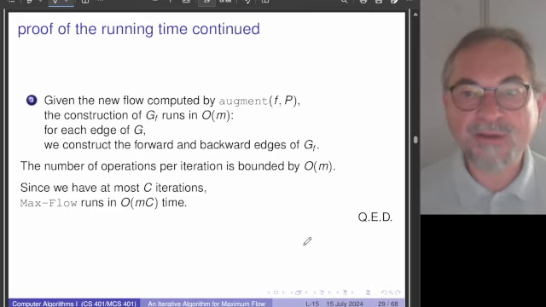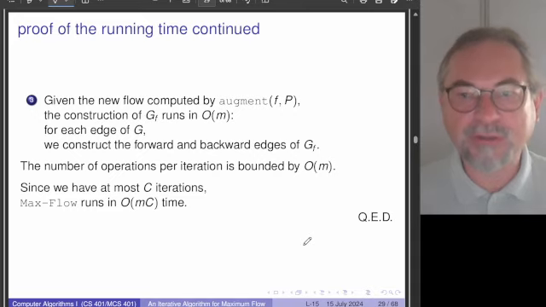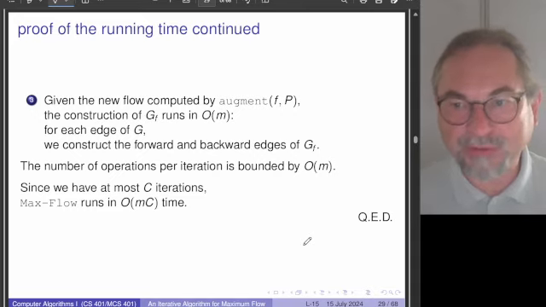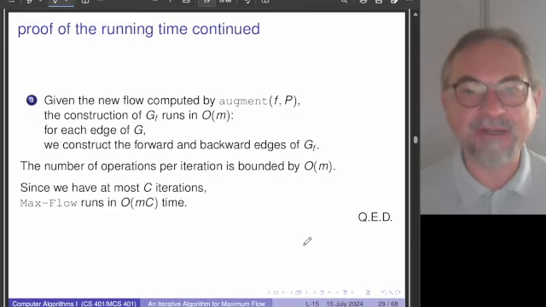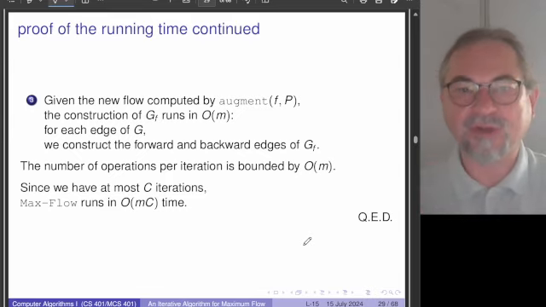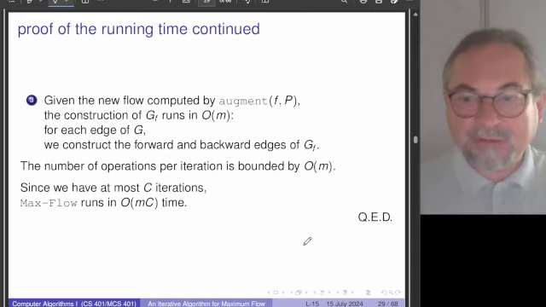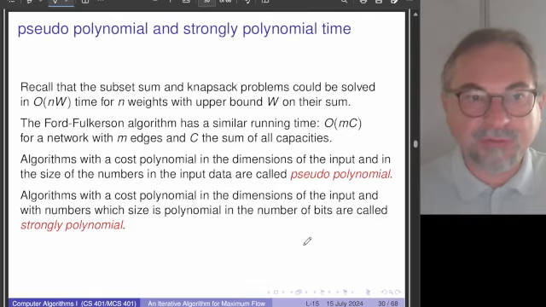So our Ford-Fulkerson algorithm is a polynomial time algorithm. It is linear in the number of edges times the sum of the capacities. Okay, so that concludes the first result.